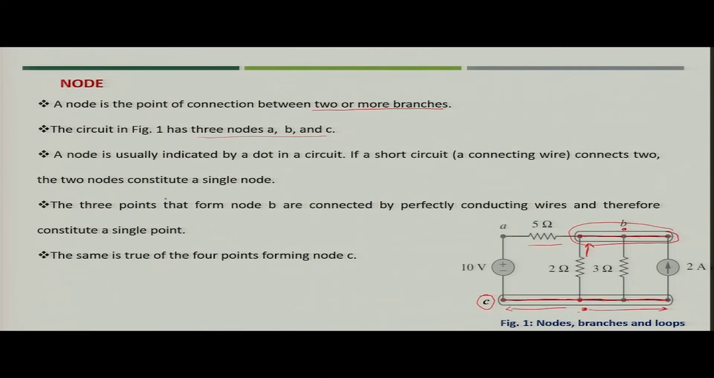So, here in B you will have 3 nodes, but actually it is considered as one node. Similarly, for this also you have 4 nodes, but it is considered as a single node because the wires which are connecting these nodes do not have any elements, and it can be considered as a short circuit node.